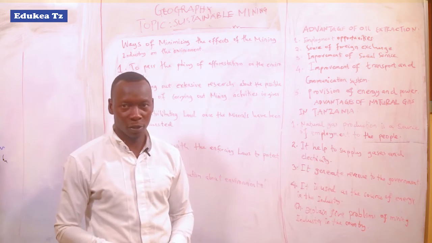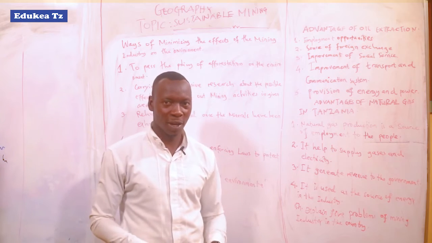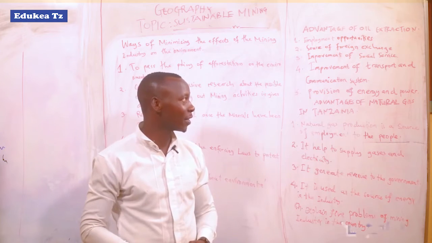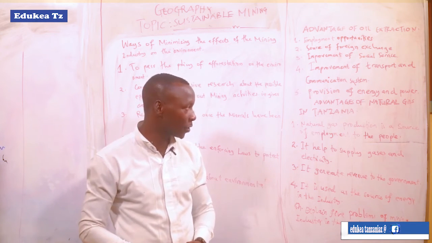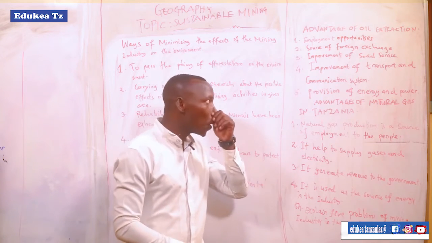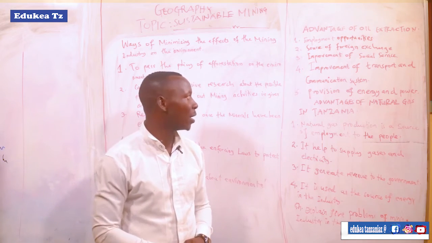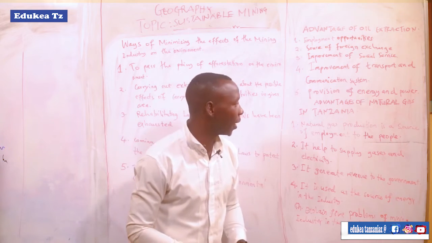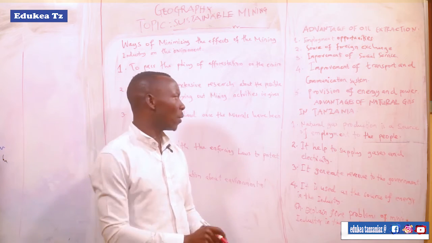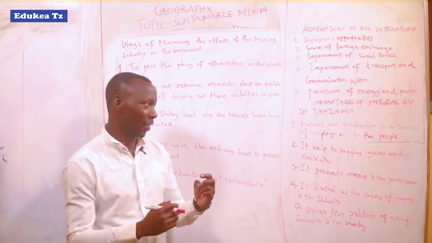Improvement of transport and communication systems is due to the transportation of those raw materials from one area to another. So the government, after receiving that amount of money, improves the network system, that is roads from one area to another, as the connection of the mining centers. Another is provision of energy and power. Oil is also energy. So through the extraction of that oil, people get energy and power.